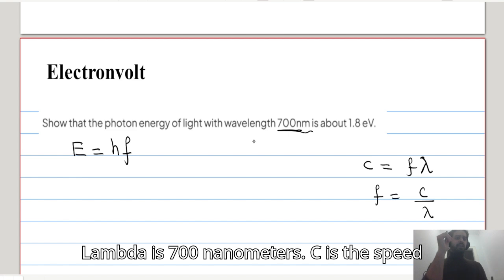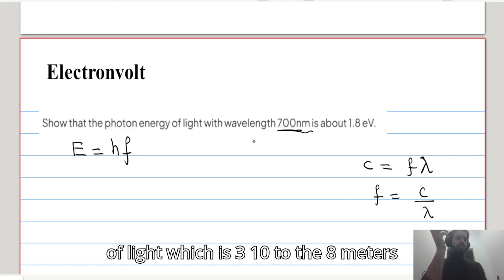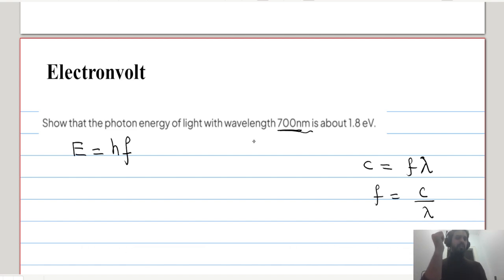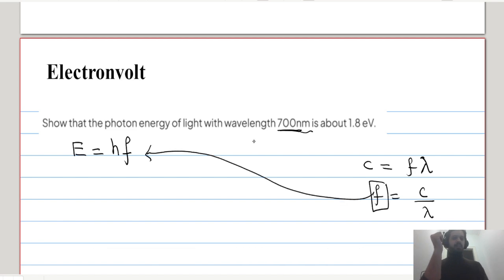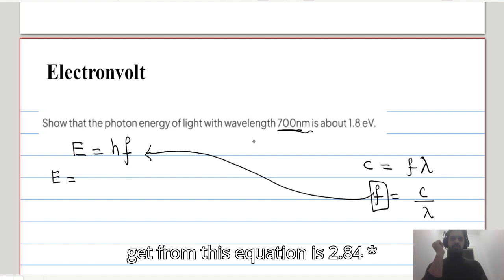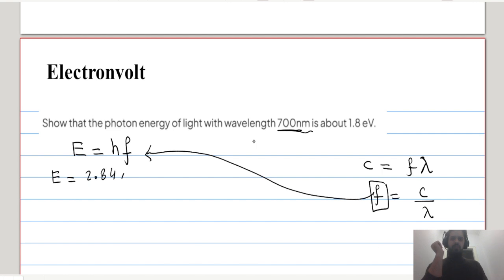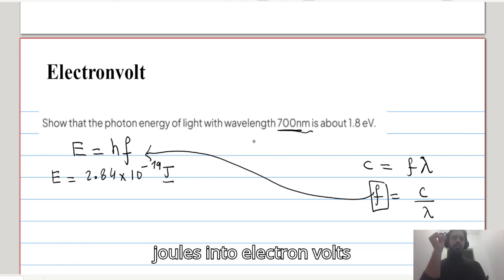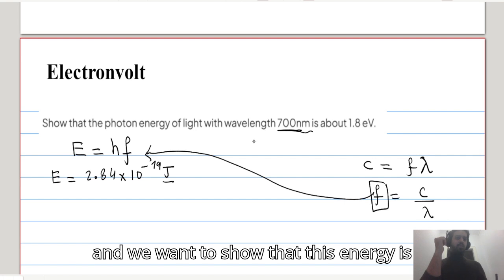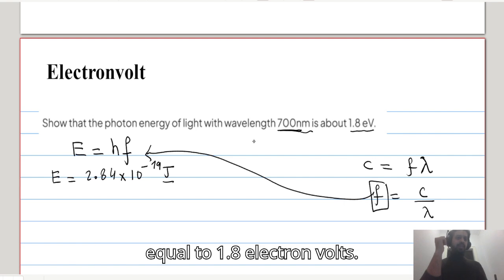Lambda is 700 nanometers. c is the speed of light, which is 3 times 10 to the 8 meters per second. You will get the frequency. Once you have the frequency, you can substitute it here and you will see that the energy that you get from this equation is 2.84 times 10 to the negative 19 joules. Now we want to convert this energy in joules into electron volts. And we want to show that this energy is equal to 1.8 electron volts.